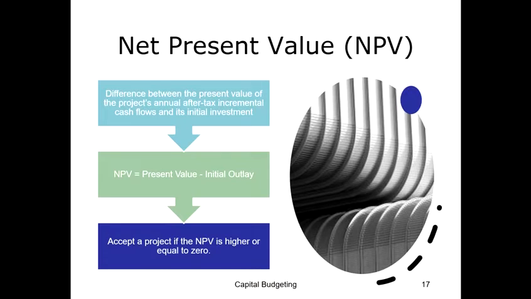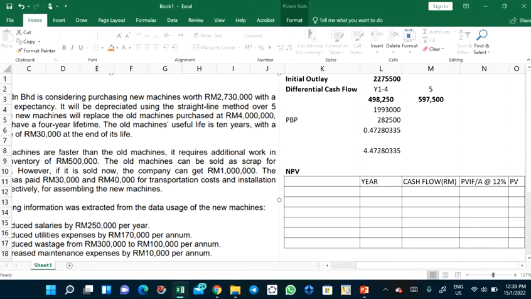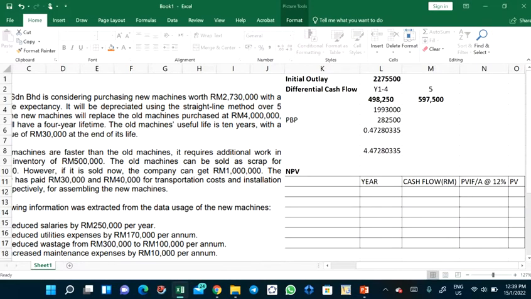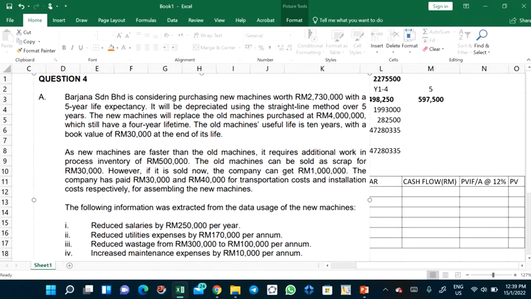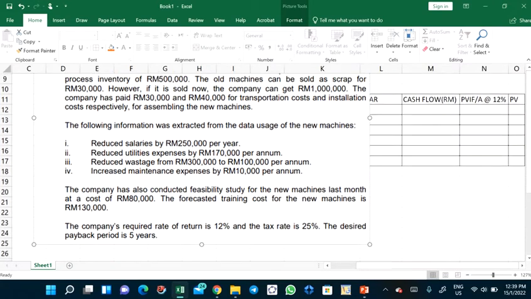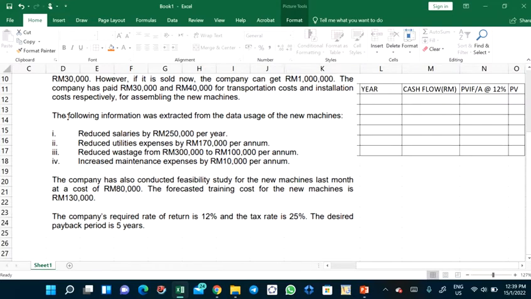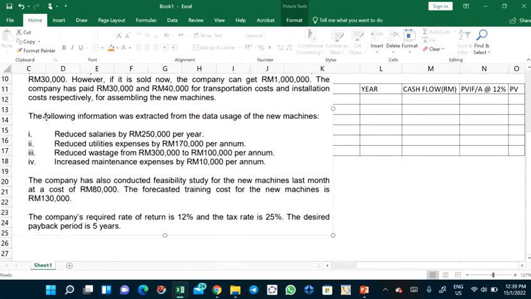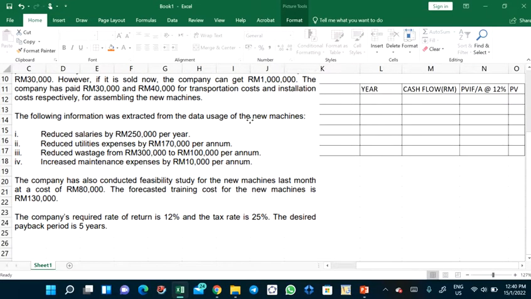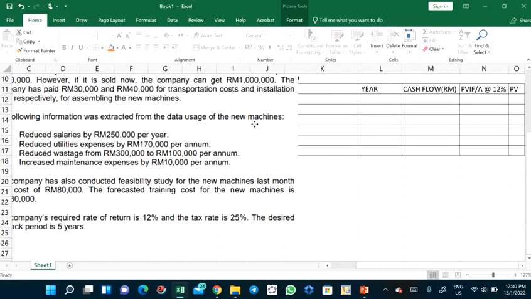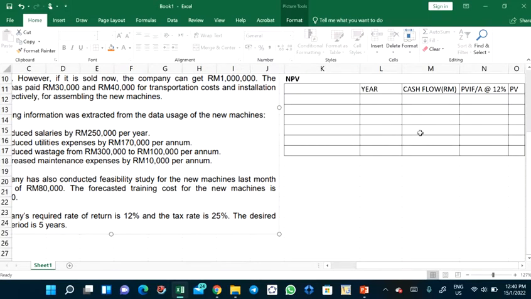So jom kita tengok example. So by referring to sample question again, question 4A. Okay, this one. The company's required rate of return is 12%. So NPV kita akan menjadi 12% lah. Sekarang kita tengok, boleh tak company tu dapat profit tak bila dia punya rate of return is 12%.